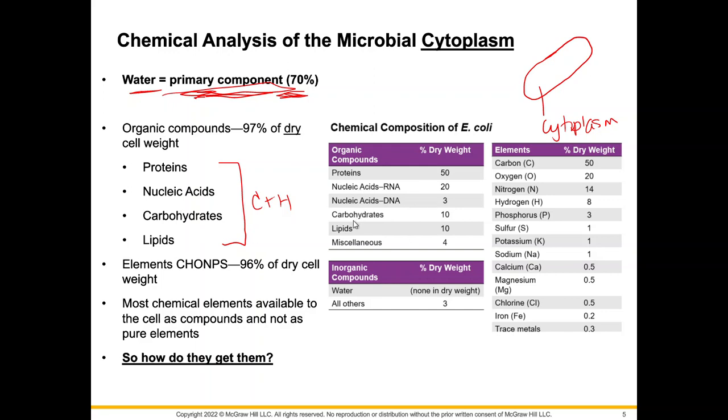And these organic compounds are made up of carbon, hydrogens, and amongst other things, most of which is CHON, as well as P and S, which stands for phosphorus and sulfur. All right, so most chemical elements are available to the cell as compounds, not as pure elements. So I just wanted to point that out. It's not like there's individual carbon atoms that are floating around in the cell. It's just one of the elements that are making up an organic compound, like a protein or a lipid or a carbohydrate or a nucleic acid.